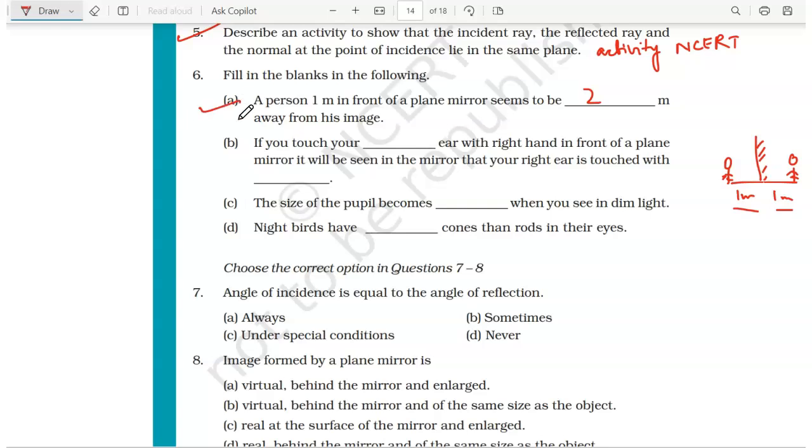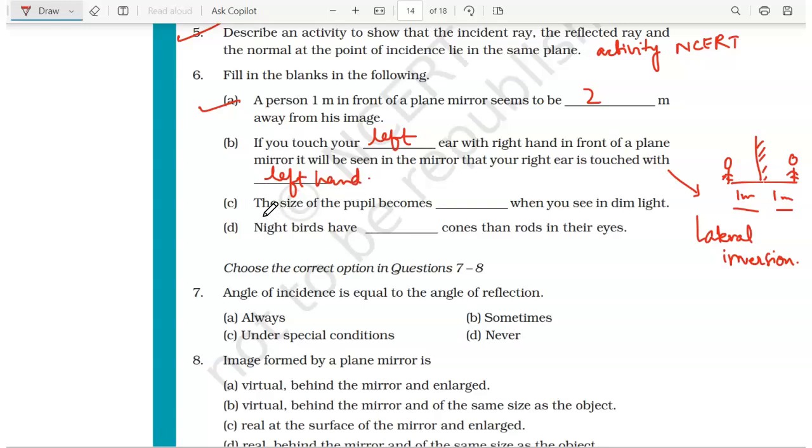Number B. If you touch your dash ear with the right hand in front of a plane mirror, it will be seen in the mirror that your right ear is touched with dash. This is the concept of lateral inversion. We discussed lateral inversion in our lecture. In lateral inversion, the left appears right and the right appears left, right? So if you touch your left ear with the right hand in front of a plane mirror, it will be seen in the mirror that your right ear is touched with the left hand.